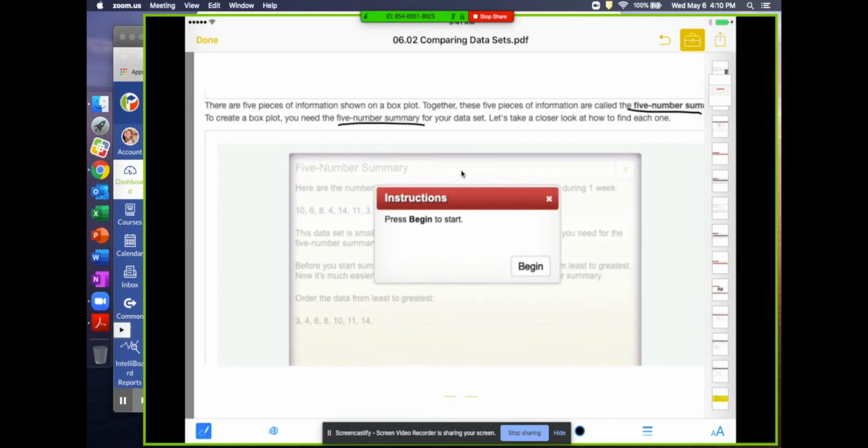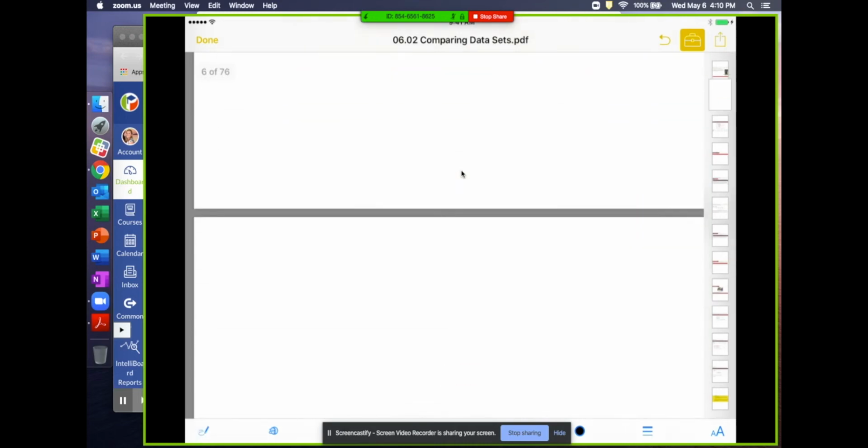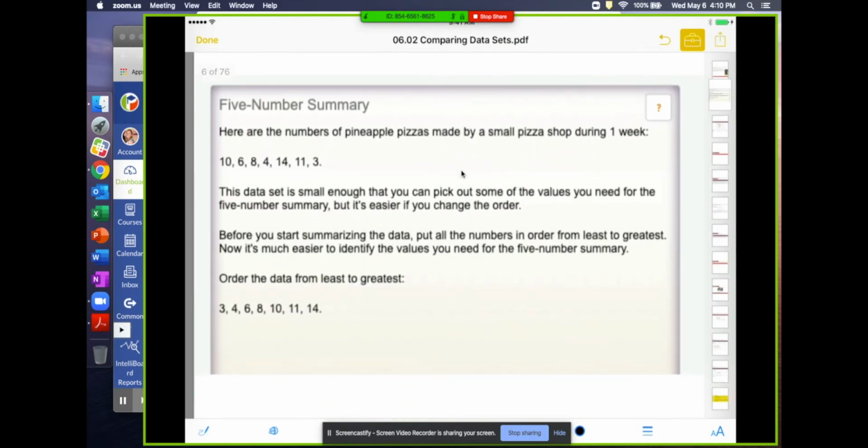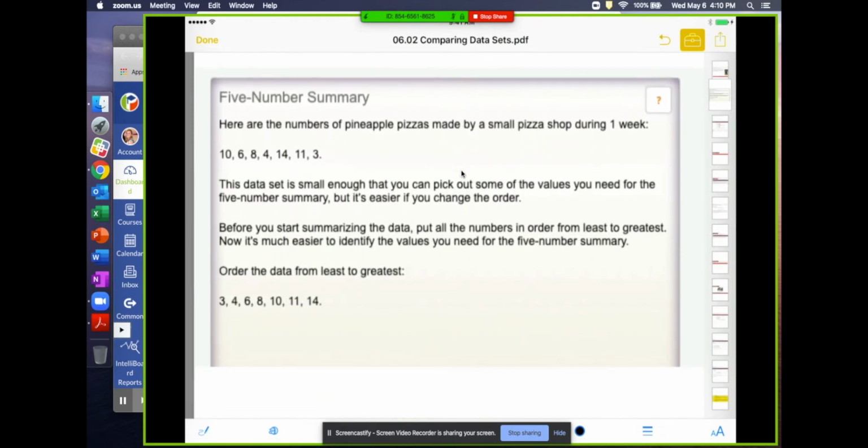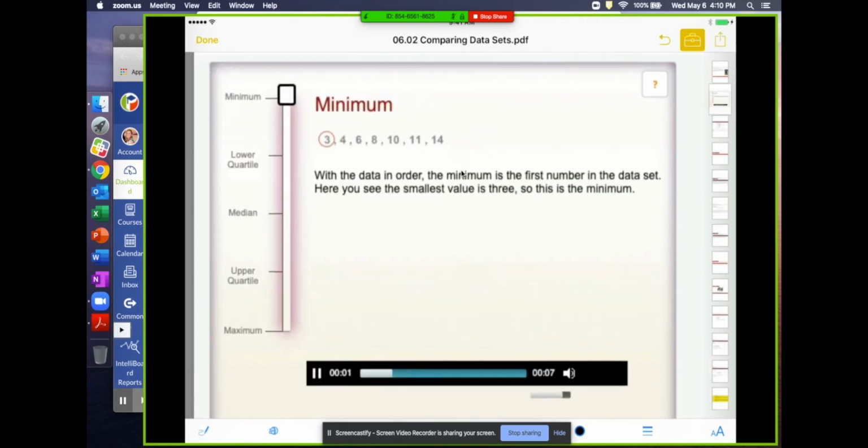In this example, we're going to take a look at how to create this 5-number summary. We have pineapple pizzas made by a small pizza shop during 1 week, in no specific order. What we want to do is change the order to least to greatest whenever we're analyzing data. At the bottom of the screen, you can see the same numbers ordered from least to greatest. The first number in a 5-number summary is the minimum.